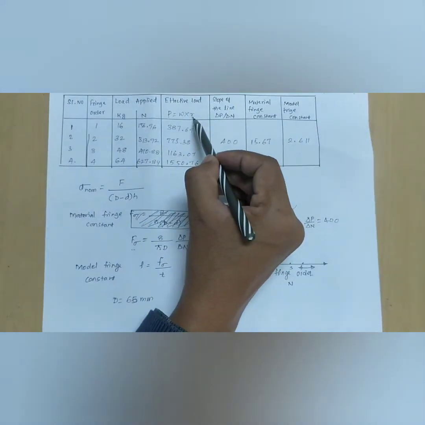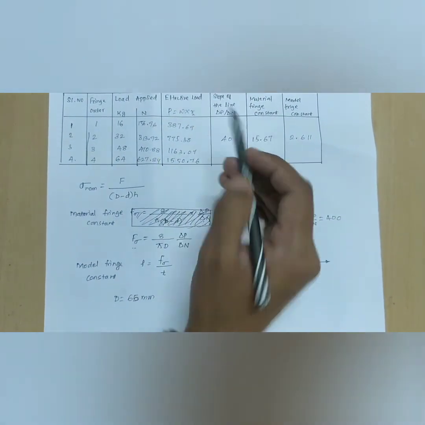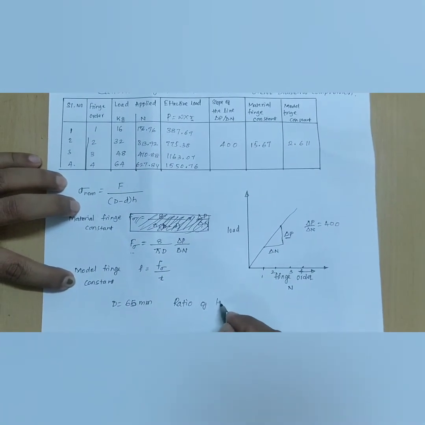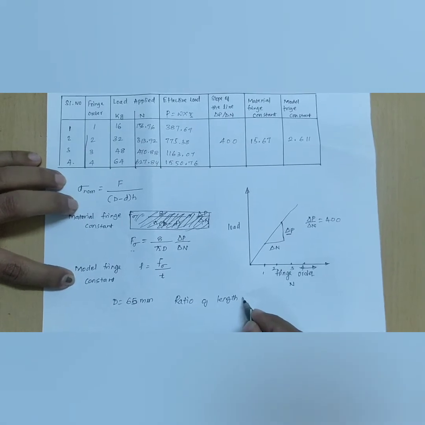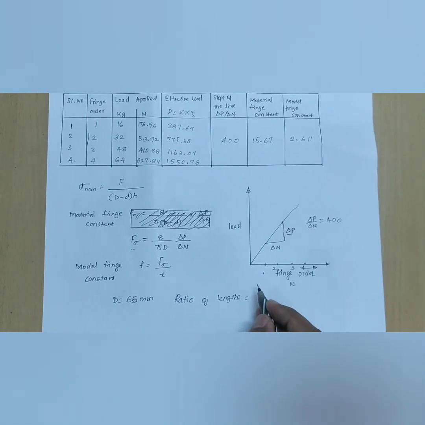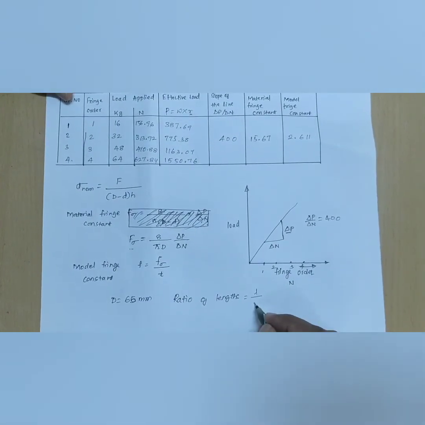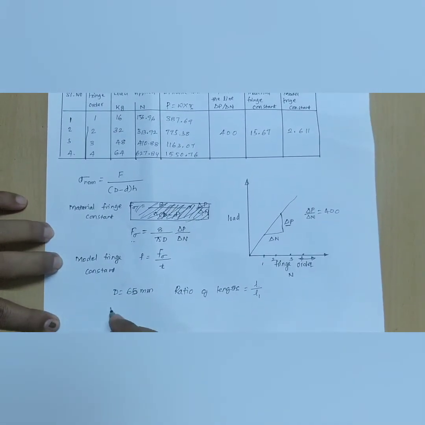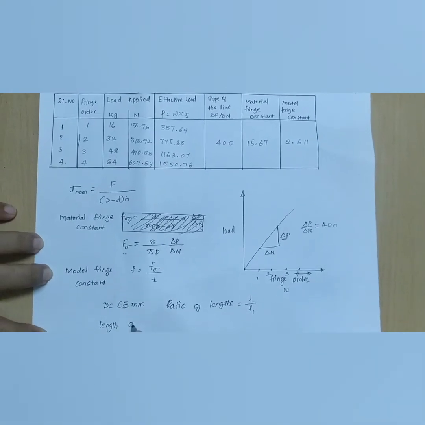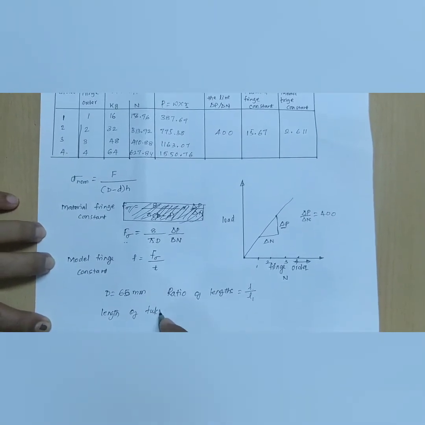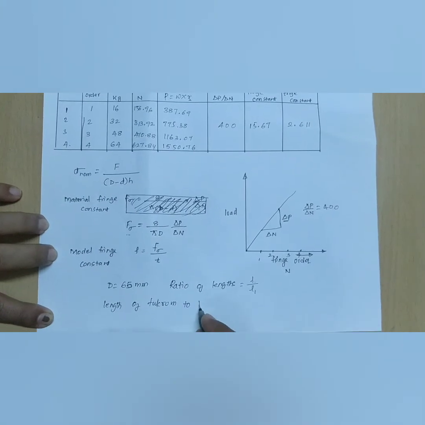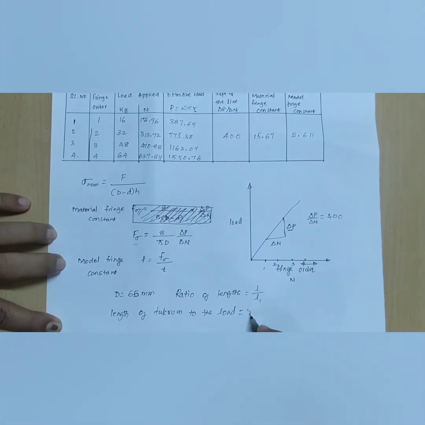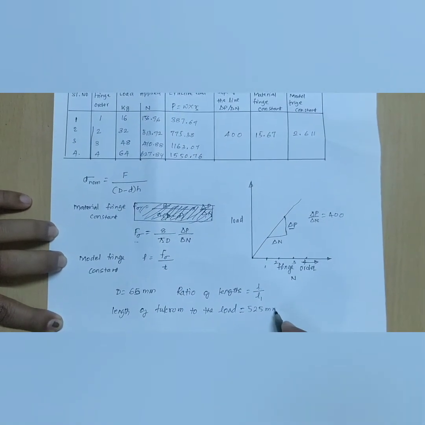And I forgot to tell you about this R. R is the ratio of lengths. It is taken as L by L1, and L is the length from the fulcrum to the load. The total length for the instrument that we have considered was around 525 mm.